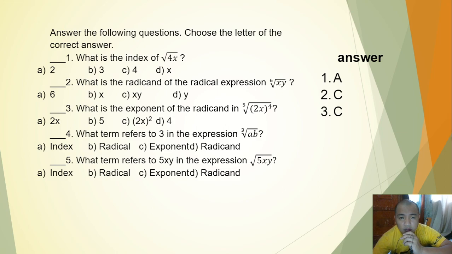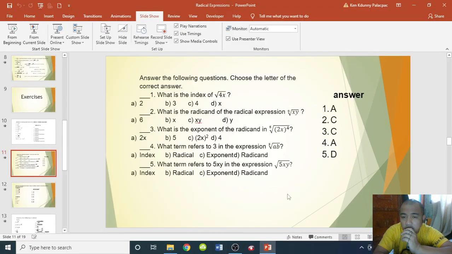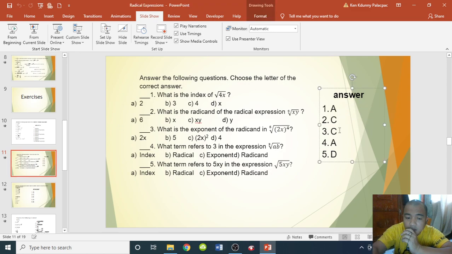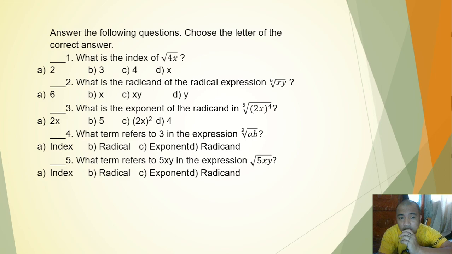Wait, sorry, I think that's wrong. What is the exponent of the radicand in the 5th root? The exponent, of course, is 4. The answer should be D. Okay, let's change. Number 3 is D. Sorry about that.